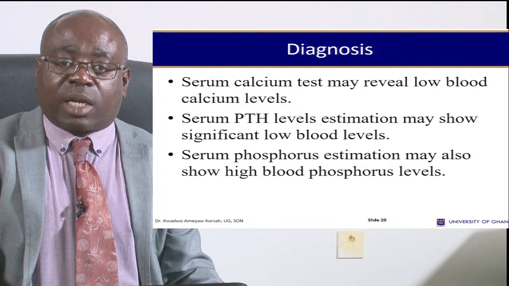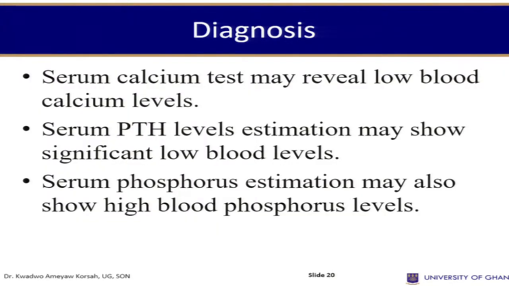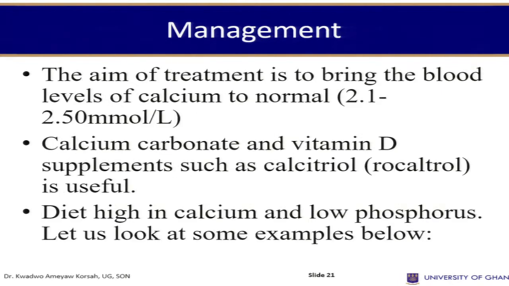which may reveal low blood calcium levels, and then serum PTH levels estimation may also show significantly low blood levels, and serum phosphorus estimation may also show high blood phosphorus levels. And management is aimed at treatment to bring the blood levels of calcium to normal, and then calcium carbonate, and vitamin D supplements such as calcitriol, and others may also be given. Diet high in calcium and low phosphorus, and let us look at some of the examples here.